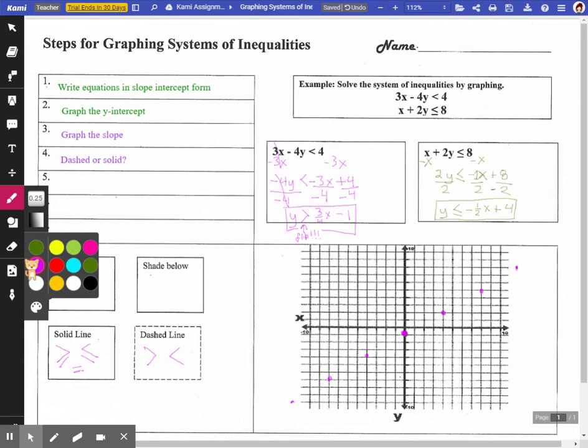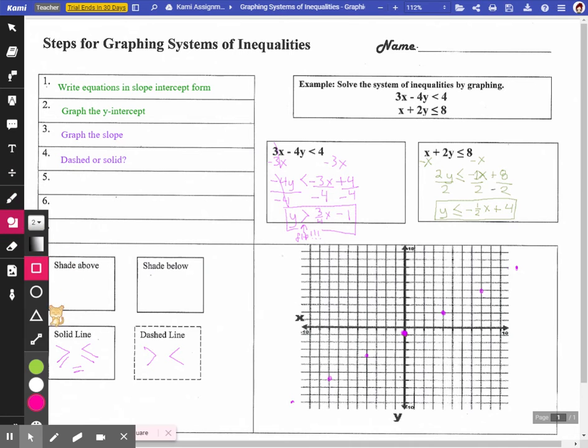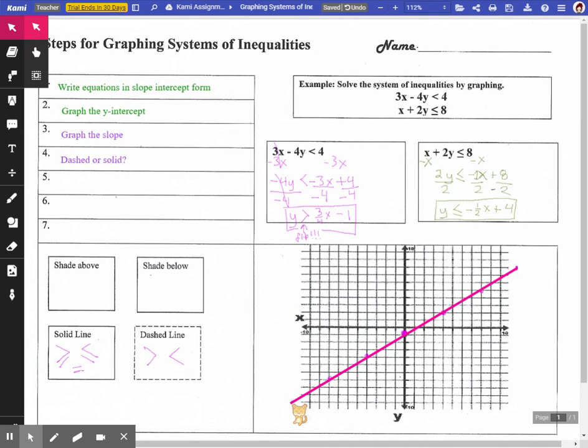So I'm going to fill in a dashed line using my line tool. We're going to insert a line, and then we switch to our select tool, and I'm going to actually adjust it because it's a little bit off kilter here. My endpoints were a little off.